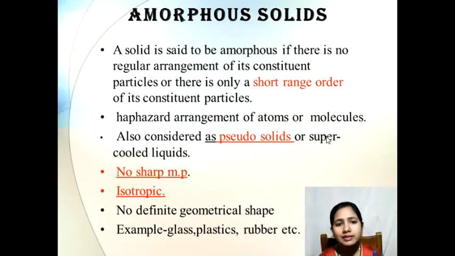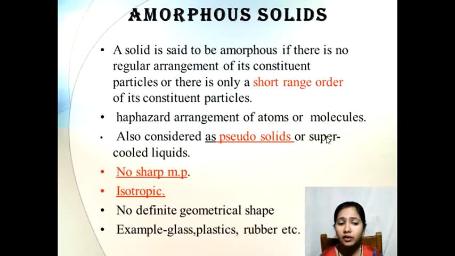Next is the amorphous solid. Now an amorphous solid is a solid in which there is also a regular arrangement of particles, but only in a small region. It is not like a crystalline solid, where the particles are repeated over the entire crystal with a definite arrangement throughout. In amorphous solids there is a regular arrangement of constituent particles only in a small region, and that is why they are called short range order. So there is a haphazard arrangement of atoms or molecules. There is no definite arrangement, but they are haphazardly arranged in different directions.